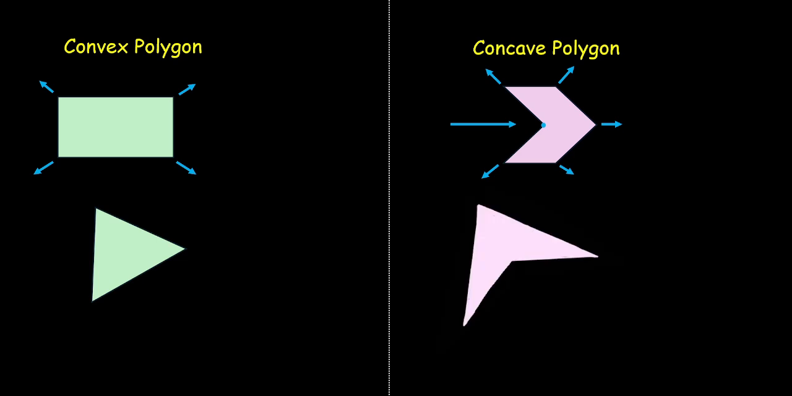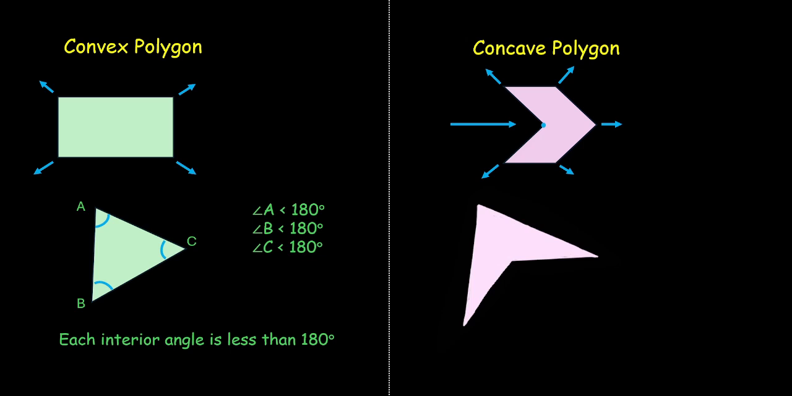This classification of convex and concave is done on the basis of measurement of interior angles. Now when I say interior angles, I am referring to the angles which lie within the boundary of the polygon. Let me just name this polygon as ABC. Now over here, angle A, B and C, these are the interior angles. And we can see that all of these angles are less than 180 degrees. So in a convex polygon, each interior angle is less than 180 degrees.